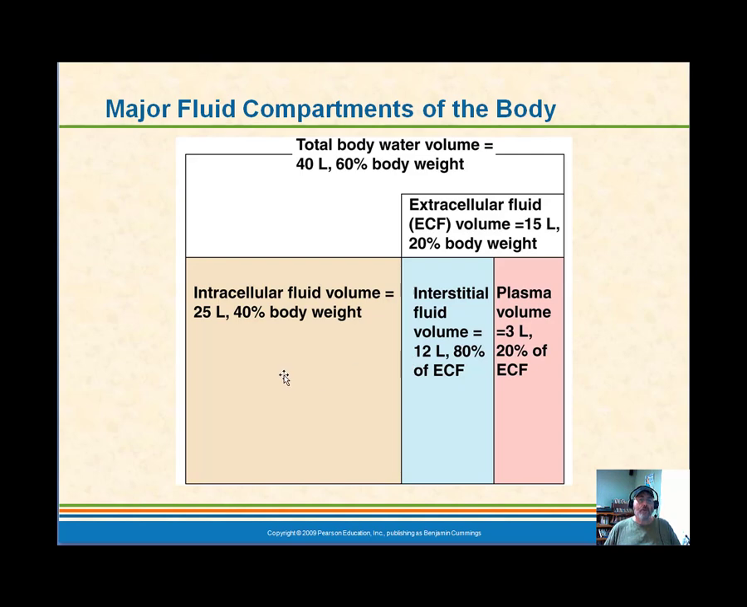So when you look at this, this is kind of the breakdown. 40 liters of water, or thereabouts, makes up about 60% of the body weight. Of course, that's going to be higher or lower depending on your total body mass. Intracellular fluid, which is about 40% of the body weight. Interstitial fluid, which is about 80% of the extracellular fluid. And blood plasma, which is about 3 liters or 20% of the extracellular fluid.